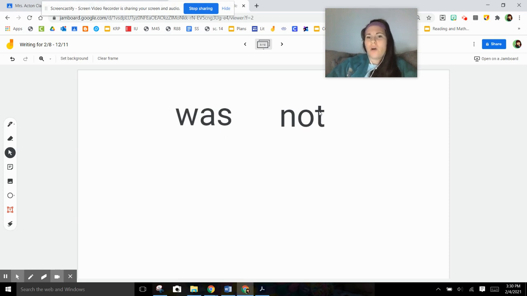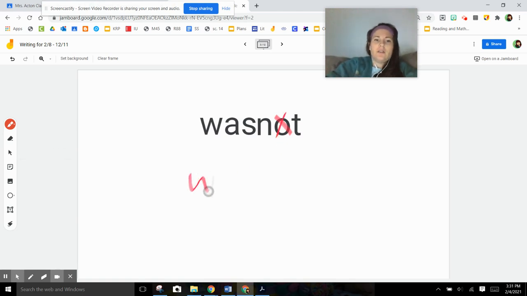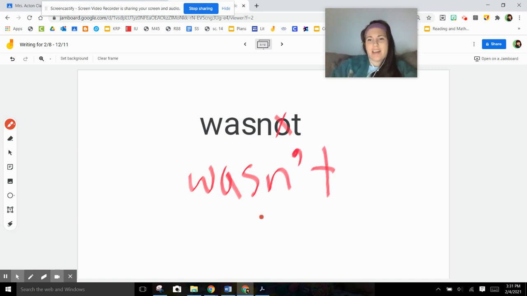So we've got the word was not, and this follows the pattern of any word that ends in not that we want to turn into a contraction. The first thing you do is you smush them together to create one word. Then you do the most important part of this. You take away the O. The O does not exist anymore. You drop down all of the other letters except for the O, but you leave a space there because the O is going to be replaced by this thing called an apostrophe.